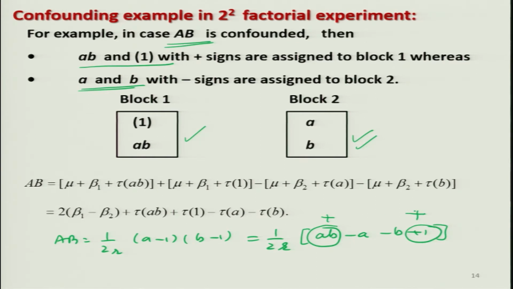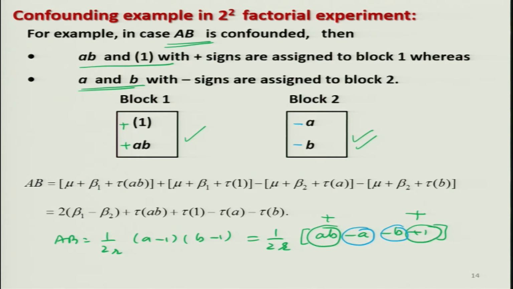So, you are trying to assign the two effects with the positive sign in one block, and the remaining two effects which are appearing with the negative sign, you can see A is appearing as minus A and B is appearing as minus B, that is going into block number 2. So, you can see here like this. Now, when you assign the treatment combinations with the same signs in one block and the remaining treatments with the opposite signs in another block, then that effect is getting confounded.